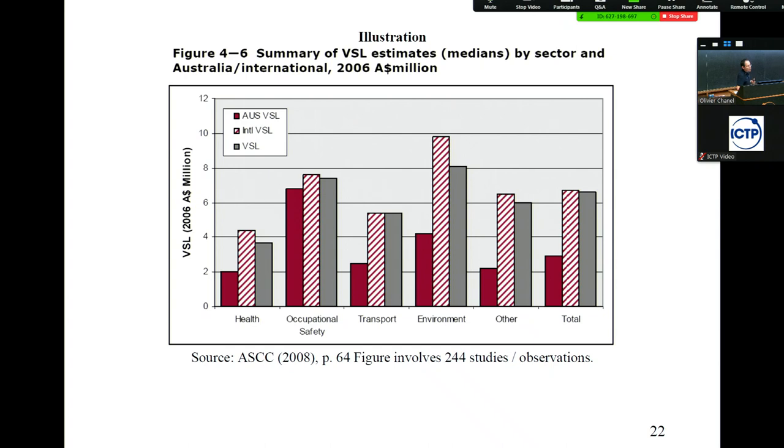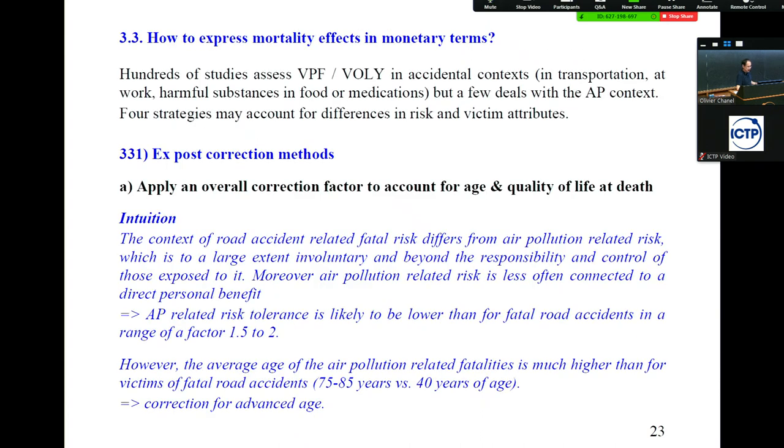So this is an illustration of the fact that the context in which you get this diminution of risk matters when you express your willingness to pay to reduce this risk.